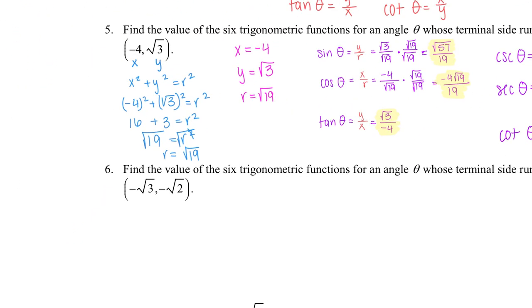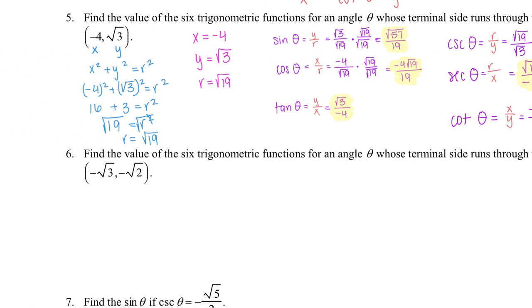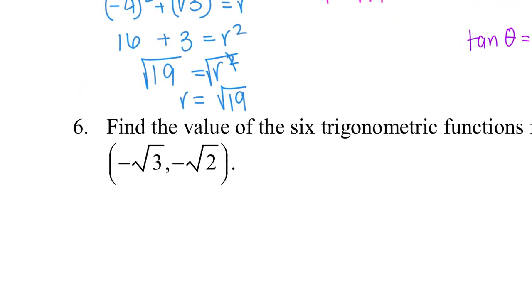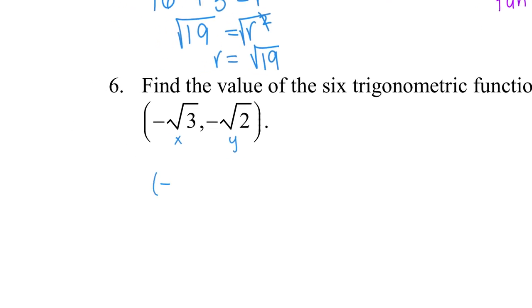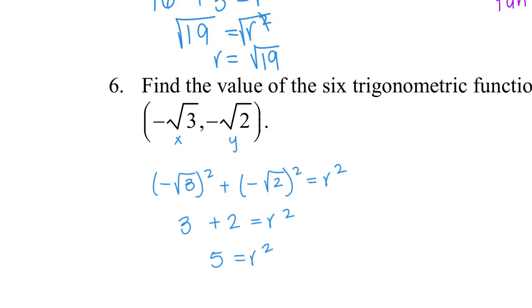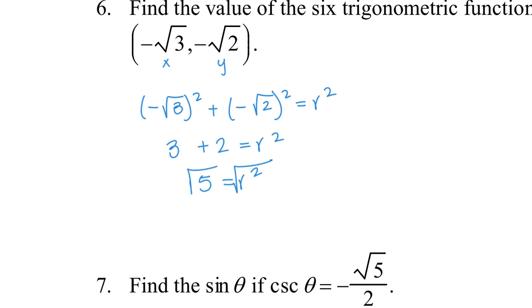All right, going ahead and looking at the next one, it says still find the 6 trig functions for angle theta whose terminal side runs through these points. So again, I still have my x and y. So writing that there, here's my x, here's my y. I have to go ahead and solve for r. So I'm going to have negative square root 3 squared plus negative square root of 2 squared equals r squared. I'm going to end up with 3 plus 2 equals r squared. I'm going to get 5 equals r squared. And getting rid of that squared, I'm going to go ahead and square root it. So in this case, r equals the square root of 5.